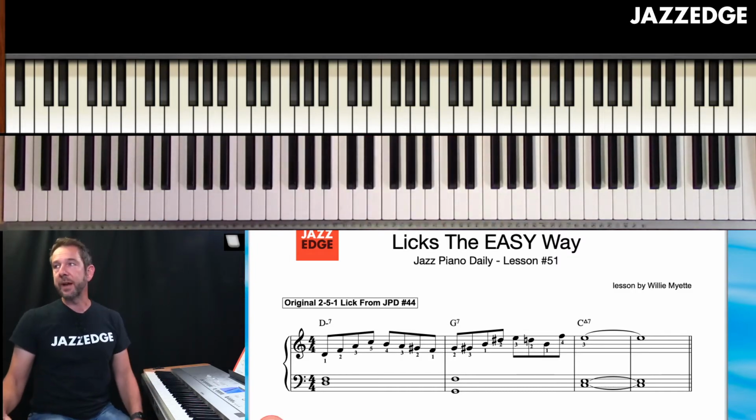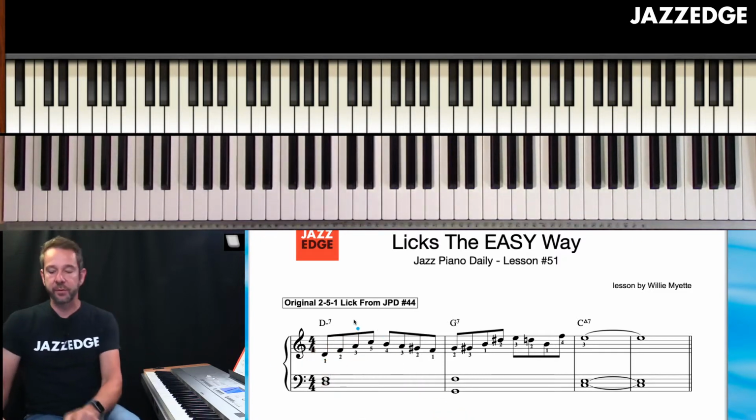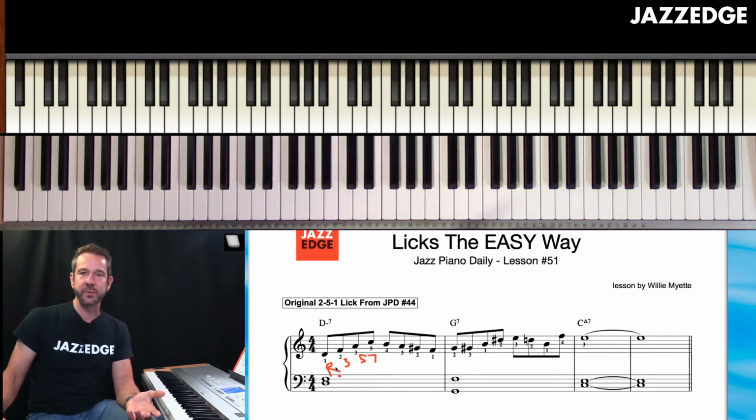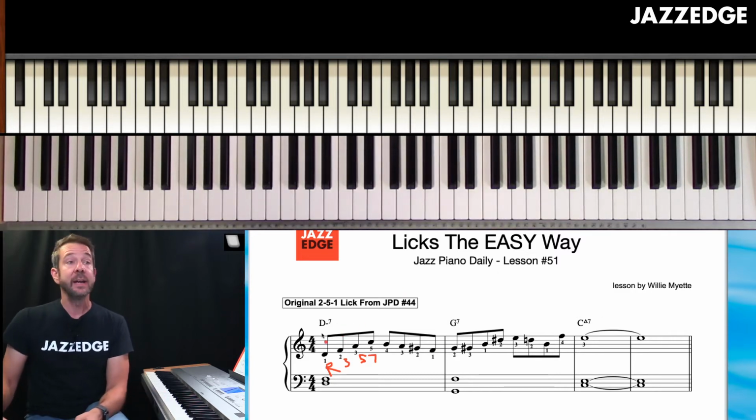So the first step we have to do is we need to analyze what's going on here. So let's just quickly go through this. All right, so you can see here I have my root, my third, my fifth, my seventh, okay? And now, wait a second, well, how are you analyzing this, Willie? Is this by the key or is it analyzing it to the chord? In this case, I'm analyzing it to the chord.